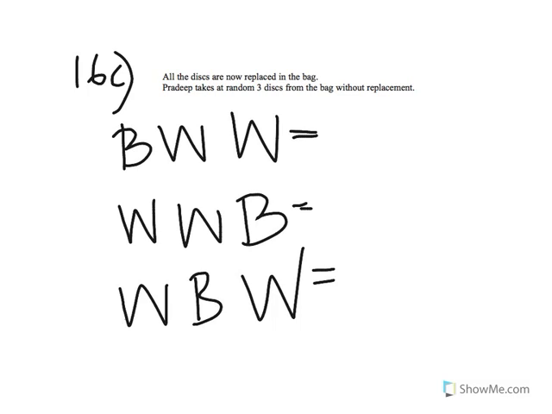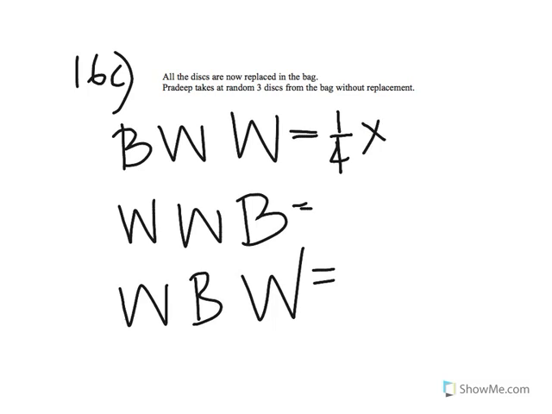Okay, so for the first situation, if he picks out a black disc out of the bag, it's a 1 out of 4 chance, right? And then you have 3 white discs in the bag, and you have 3 discs in the bag in total. So if he picks the first disc out of the bag, he has a 1 out of 4 chance of it being black.